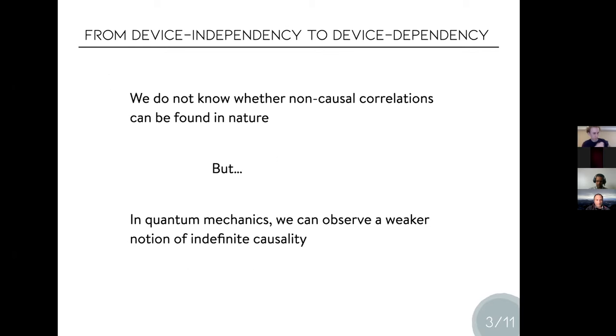Now, we do not know right now whether these indefinite causal orders can be found in nature in general, but we did realize that quantum mechanics seems to allow the existence of a weaker notion of indefinite causality, and this is what I'm going to present to you now in the next slides.